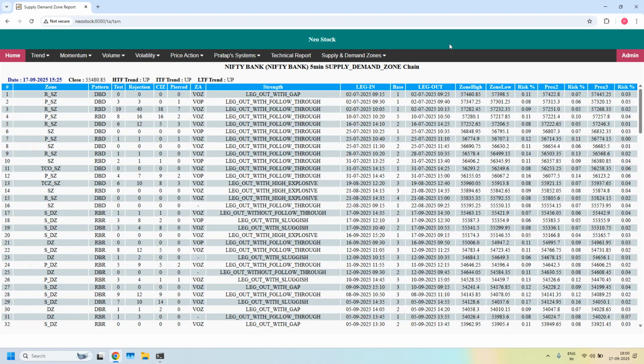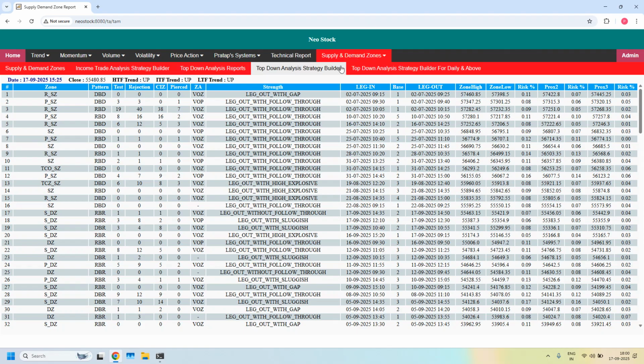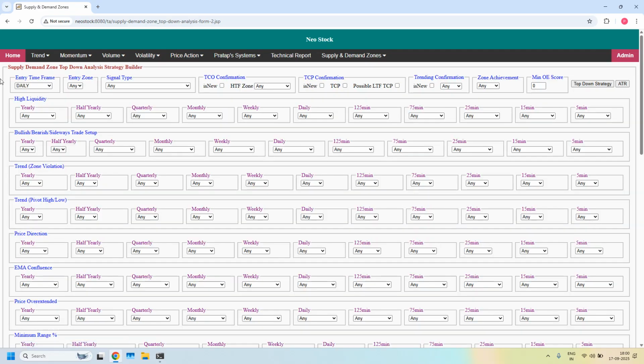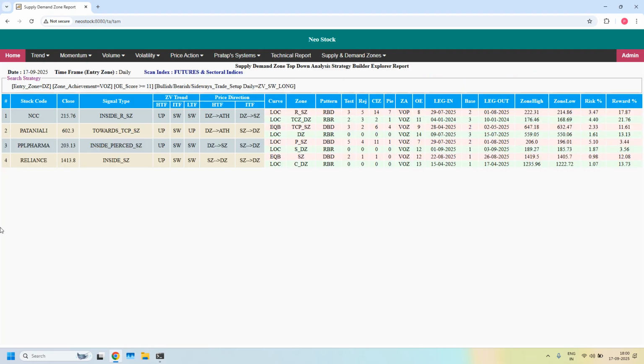Next, I will be generating bearish, bullish and sideways trade setups for monthly, weekly and daily income trades. So starting with monthly income trade report, sideways long, entry time frame daily, entry is on demand zone, bullish or bearish or sideways. At daily I am checking sideways long, zone achievement violated opposing zone, minimum odd enhancer score 11. Let's filter. We got 4 stocks supporting sideways long trade setup for monthly income trade.